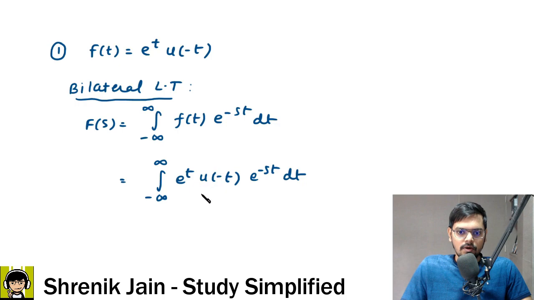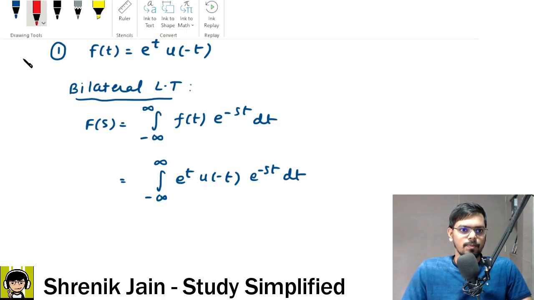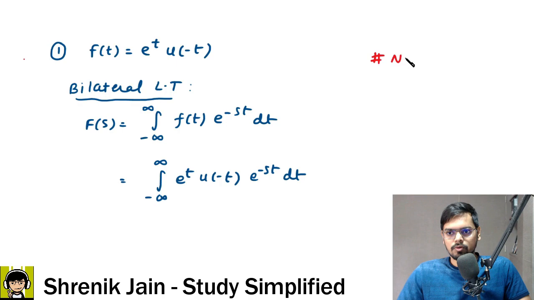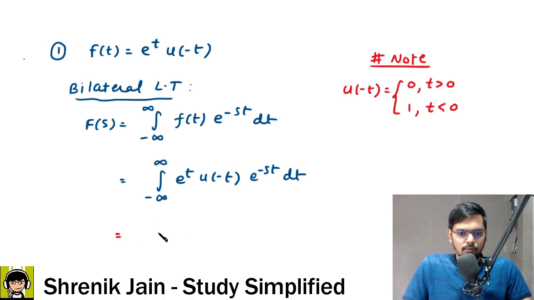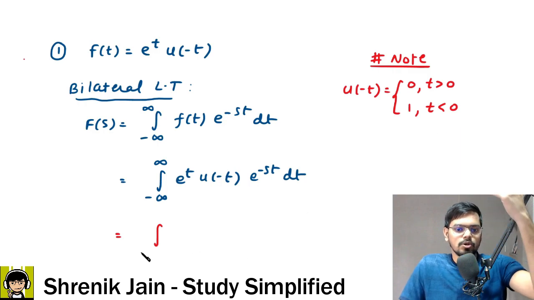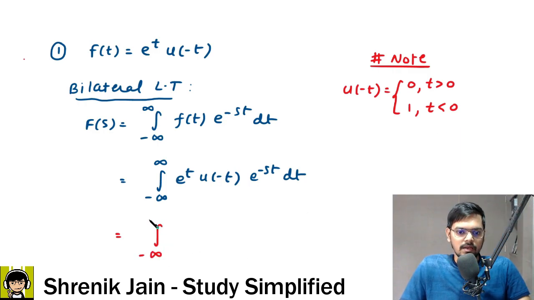But sir, what is u(-t)? Note the concept part: u(-t) works for the negative side and it doesn't work for the positive side, which means u(-t) is 0 when time is greater than 0, and u(-t) is 1 when time is less than 0. So as per this, I can modify my integration: when time is from minus infinity to 0, this u(-t) is 1.